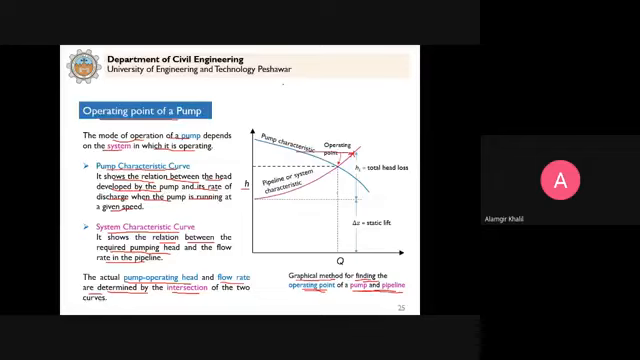Similarly, if the point is here, then the system requires this much head. This is required by the system. But the pump characteristic is here, so the pump is supplying only this much head. So the required lift is not possible. The system requires, let's say, 15 feet of lift, but the pump can only provide 10 feet. So this pump is not suitable for that specific job. This is how graphically we can determine the operating point of a pump.